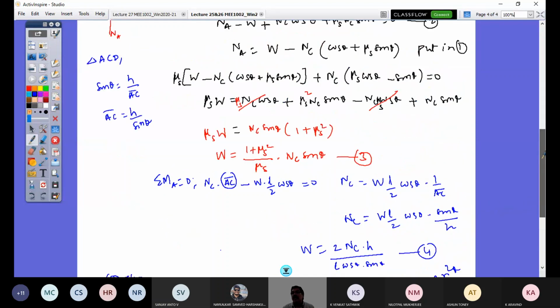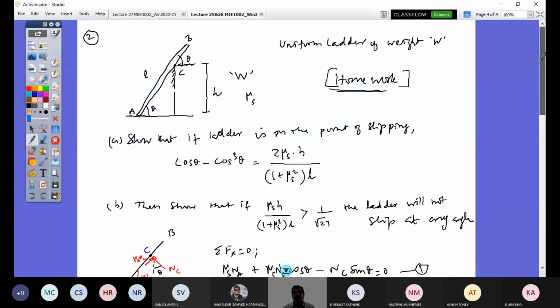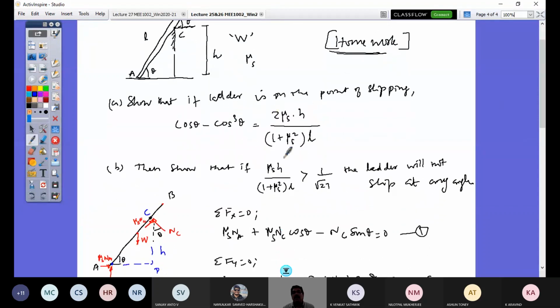So what was the second part of the question that was asked? Look at the expression on the right hand side. If I have here this 2, then this is going to be 2 by under root of 27. So show that if this value is greater than 2 by under root of 27, the ladder will not slip at any angle. That's what is asked. So what should be this maximum angle theta, so that for any angle this will not slip? That is the question, right?